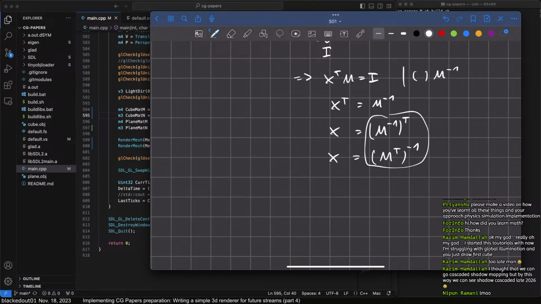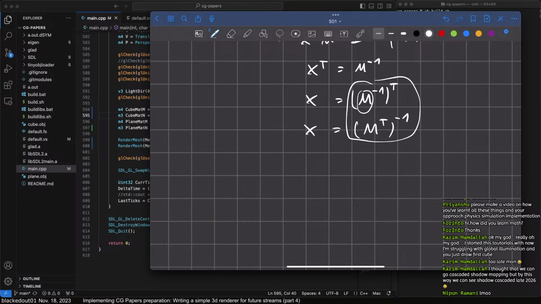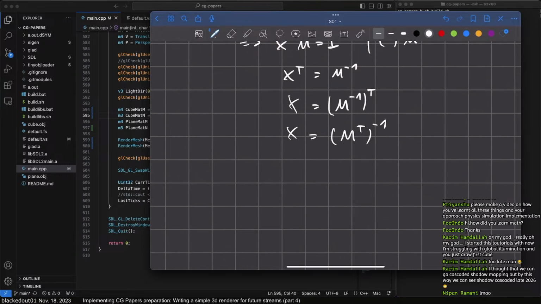Okay. So basically, if we are given a model matrix, we can compute the normal matrix, which is this here. Maybe I should have called this N, but to keep it consistent, let's call this X. So to compute the correct normal matrix, we invert the model matrix and transpose it, or we transpose it and then invert, which is the same. So you have to keep this in mind when using the normal matrix.